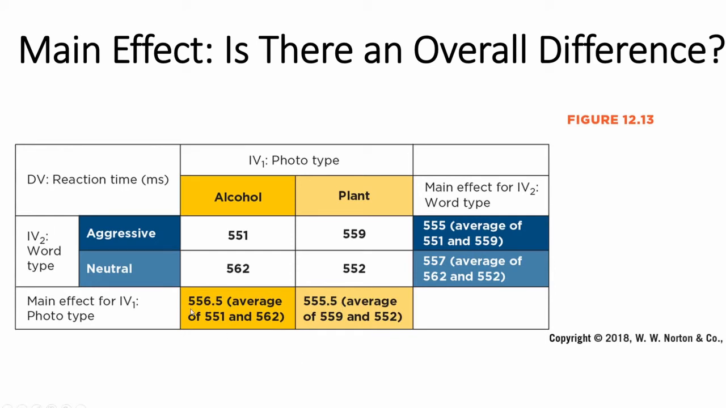And if we do the same thing, we look down here, and if we were looking at sort of our marginal mean for alcohol, when we average it between aggressive and neutral word types, we get 556.5 and 555.5 when we're looking at plants, and these 2 are really close together again. So in this case, with this example, we're seeing no main effects for either of our independent variables. So we could say that there is no main effect of phototype, and there is no main effect of word type in this experiment.